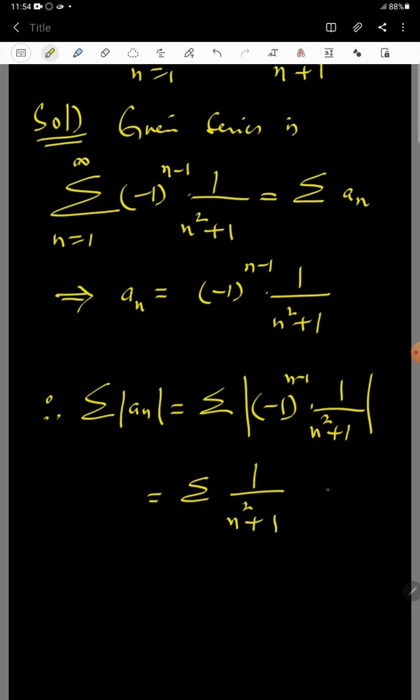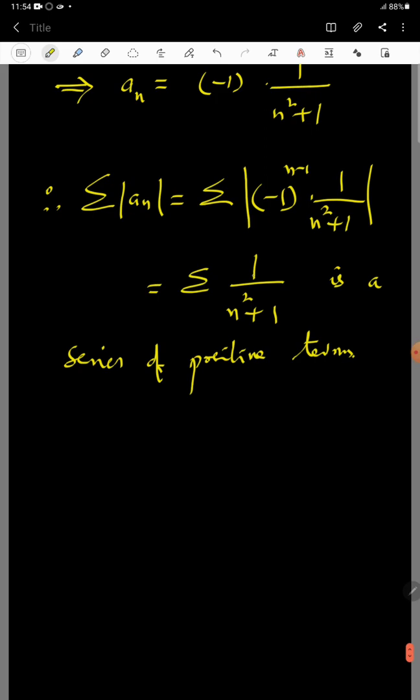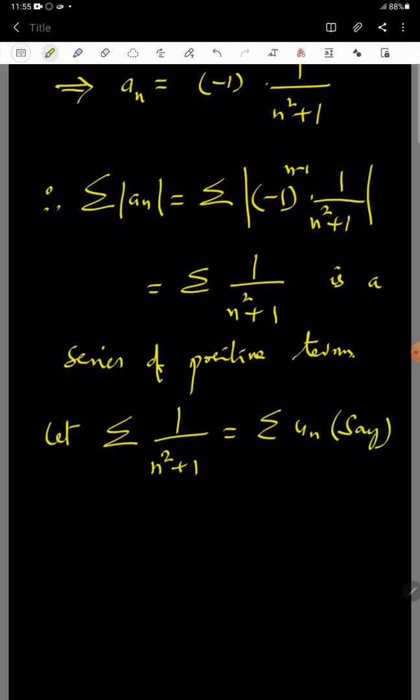Now this is a series of positive terms, and you know very well that we have seen this earlier, how to deal with the positive term series. Numerator is 1, it is a constant. Denominator is a polynomial. So let us say 1 by n square plus 1 is equal to sigma un, as we have done in the case of positive term series. Implies un is nothing but 1 by n square plus 1.